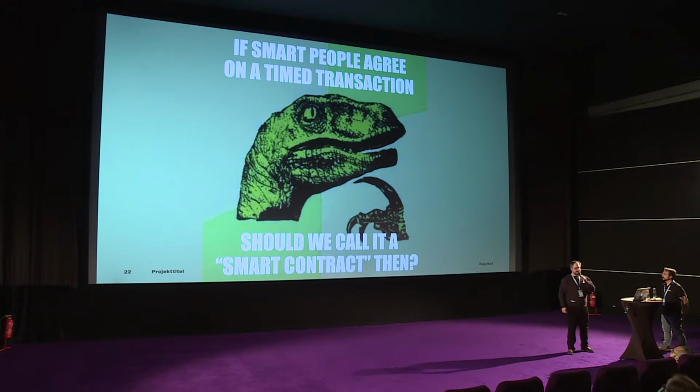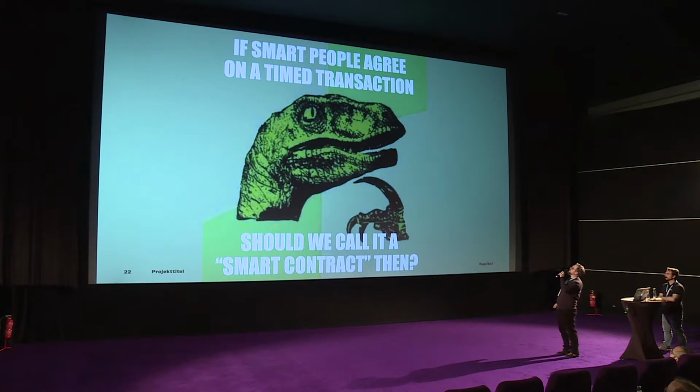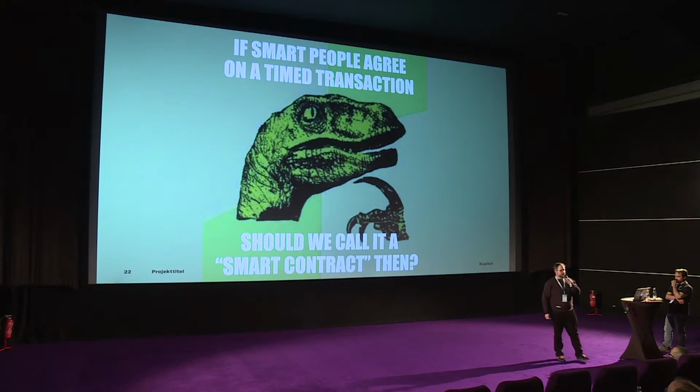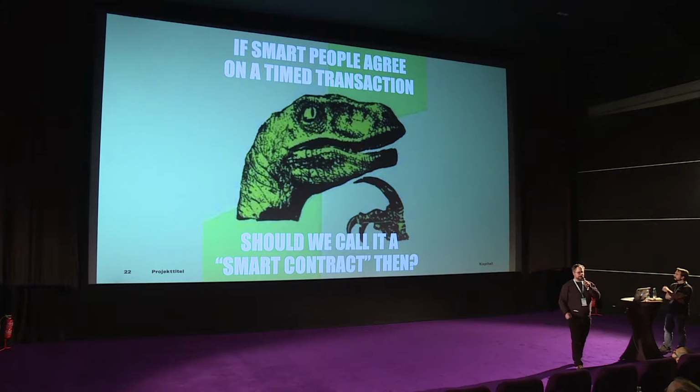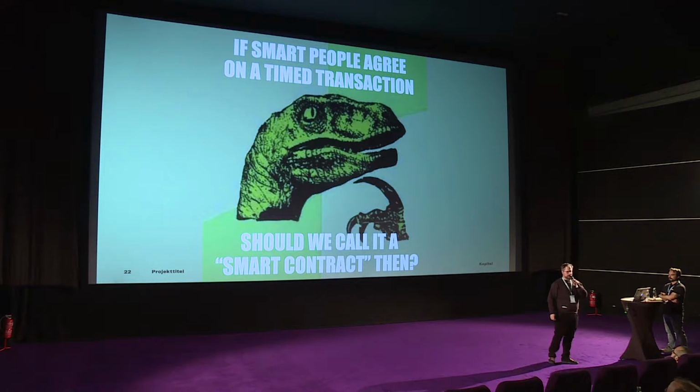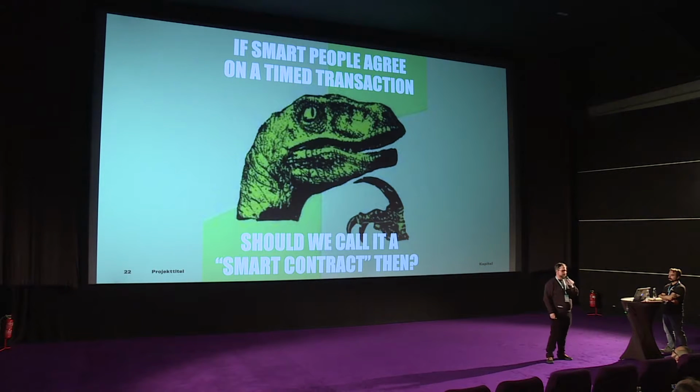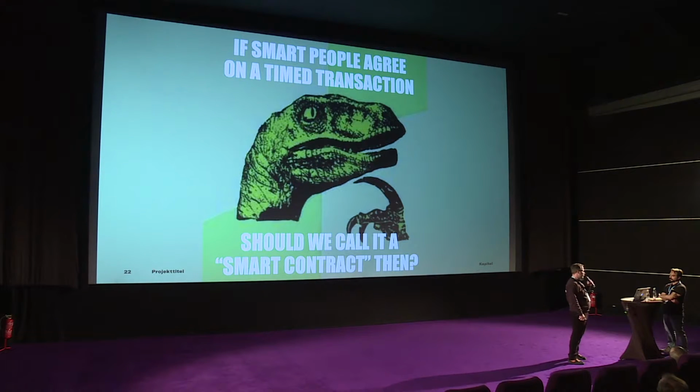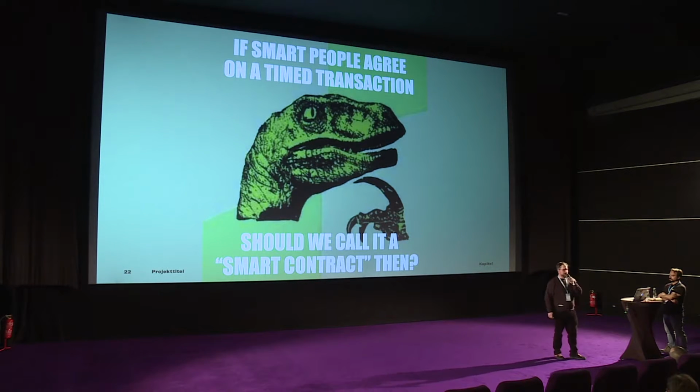So I wanted to have this Philosopher Raptor here for you. If smart people agree on a time transaction, should we call this a smart contract then? This is what I'm thinking about for more than half a year already, when we first came up with that idea, because there are no smart contracts in IOTA. There are smart contracts in Ethereum. But I think we found some use case here which is not unrelated to something other people would call a smart contract, and this is why I would like to show that Velociraptor for you.